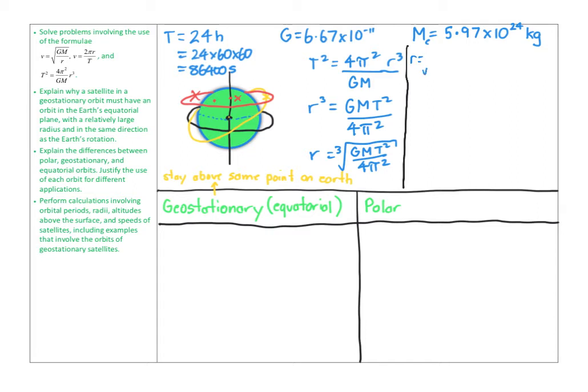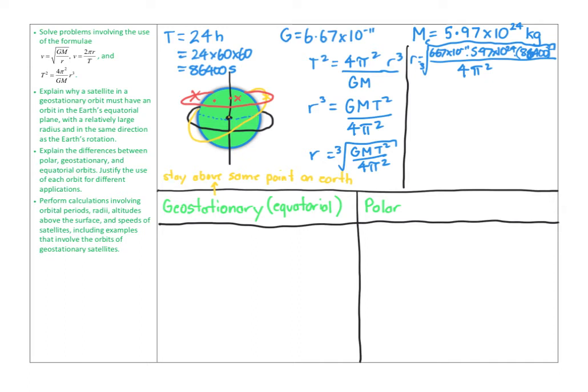R will equal the cube root of 6.67 times 10 to the minus 11, that's G, times 5.97 times 10 to the 24, which is the mass of the Earth, times 86,400 squared, divided by, sorry for the small messy writing, 4 pi squared. Don't need to substitute in pi because I've got a pi button on our calculators. You're not going to lose marks for that.